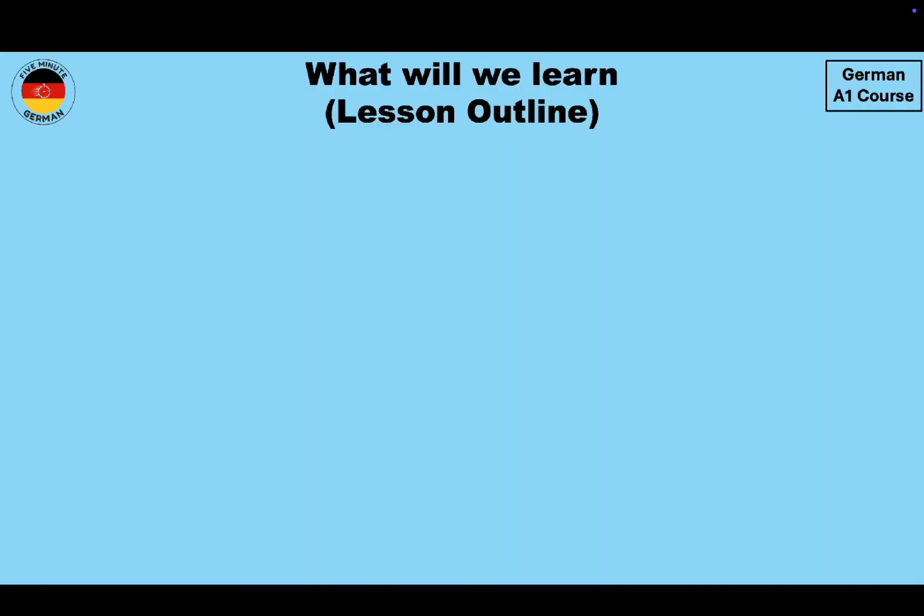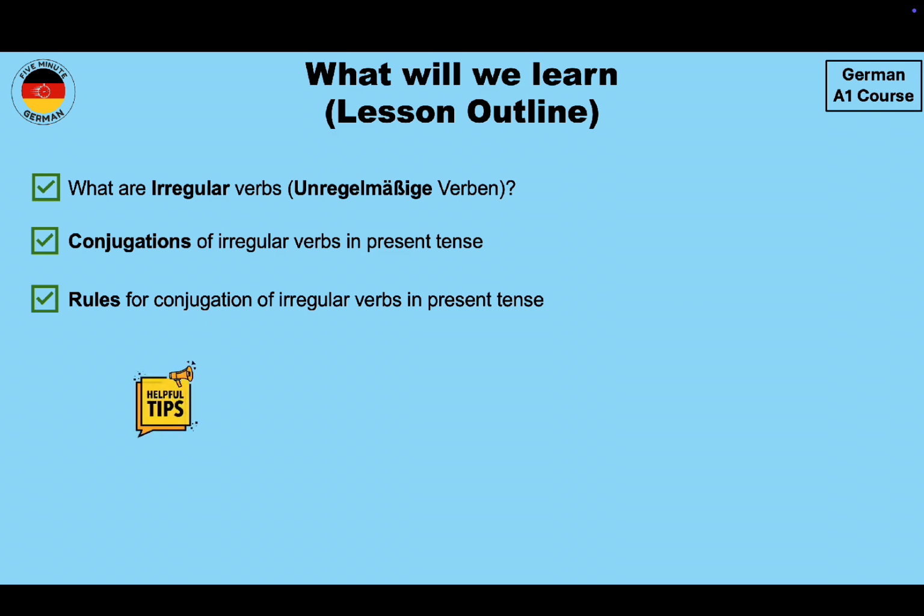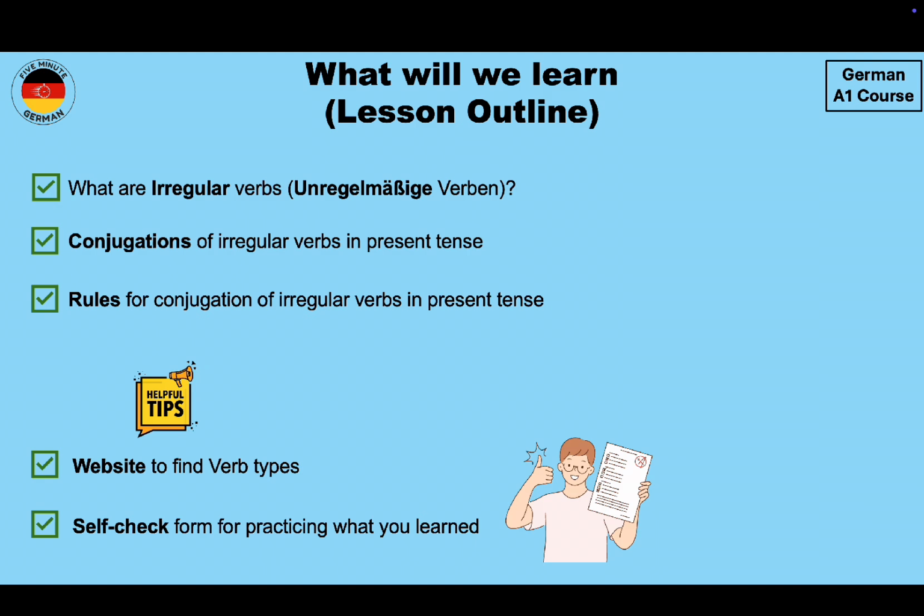So let's not waste any time and let's get started. We will start by first of all understanding what are irregular verbs, or Unregelmäßige Verben, in German. After that, I will tell you the conjugations of irregular verbs in the present tense, and then I will give you some rules for conjugation of irregular verbs in the present tense. At the end of the video, in the helpful tips section, I will tell you a website where you can find the verb types easily. And you will also receive a link to a self-check form for practicing what you learn in this video.